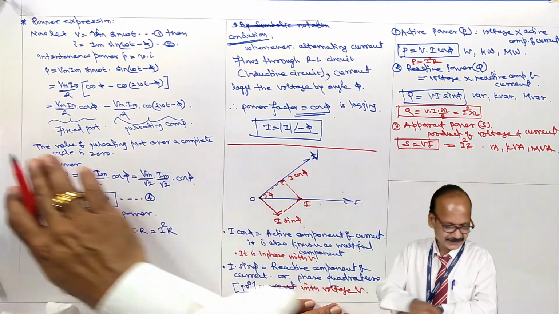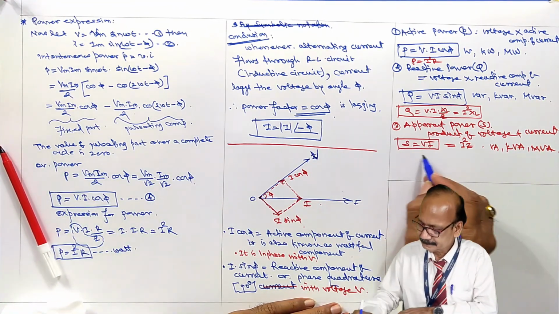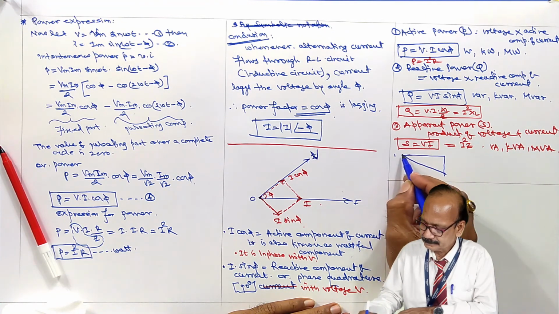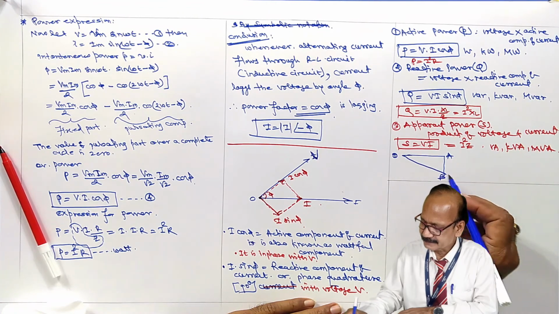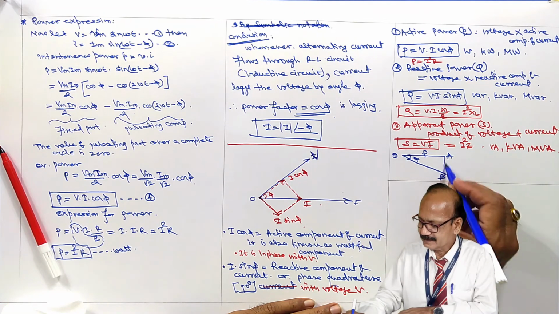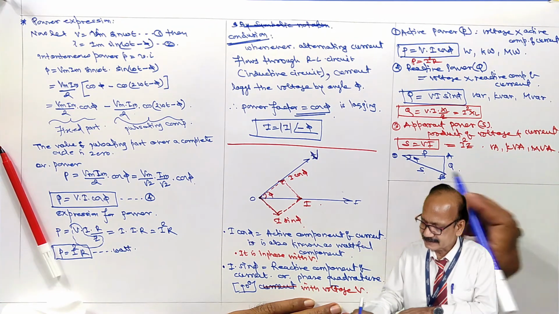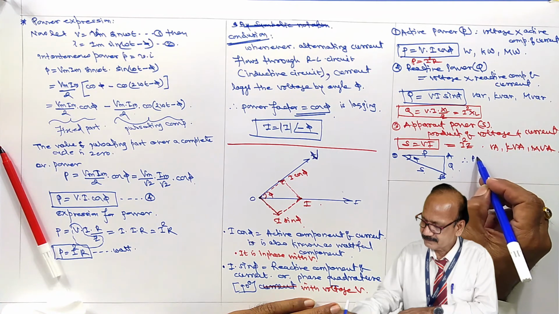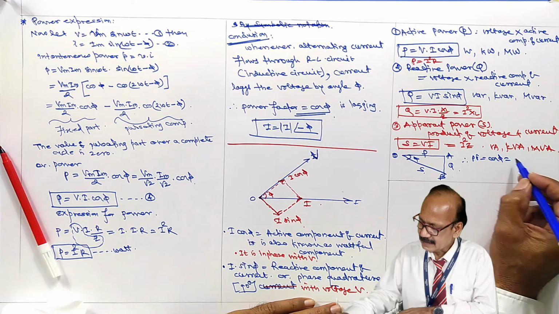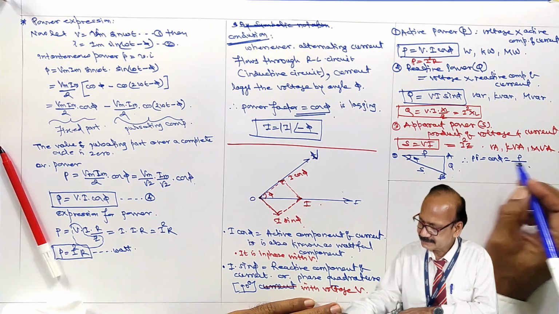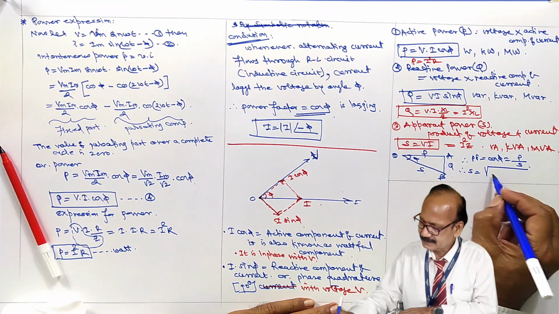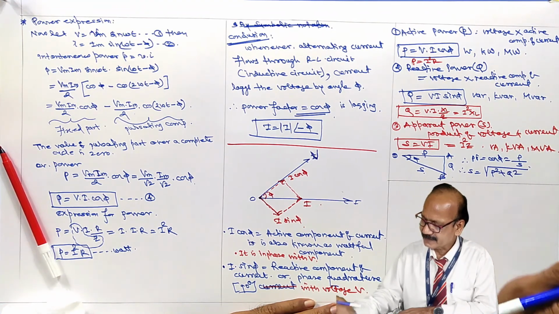Therefore, it can be drawn like this, triangle OAB. This angle is phi. Horizontal component is P. Vertical is Q. And this is S. Therefore, power factor equal to cos phi equal to P upon S. And S equal to square root of P square plus Q square.